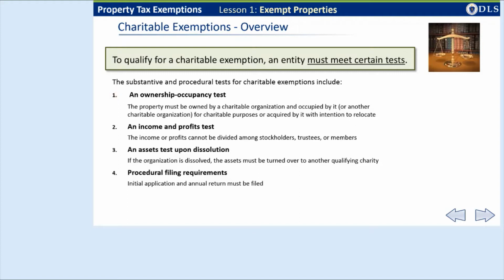The organization must devote its resources to charitable activities. So the second test is that its income or profits cannot be divided among stockholders, trustees, or members. And the third is that its assets must be turned over to another charity if the organization is dissolved. The fourth test is that the organization must follow all procedural requirements for the exemption, including an initial application for exemption and an annual property return.